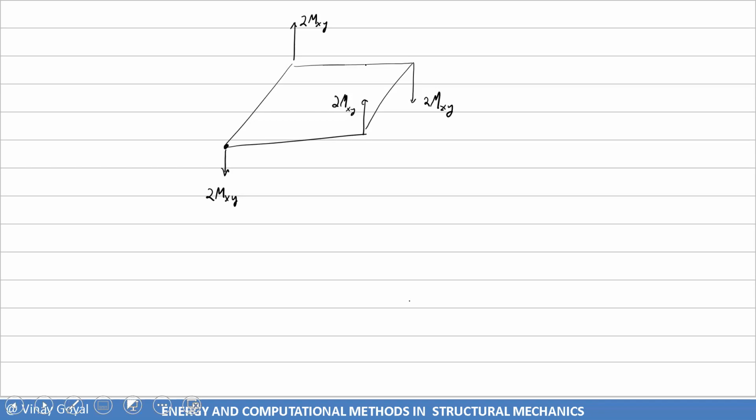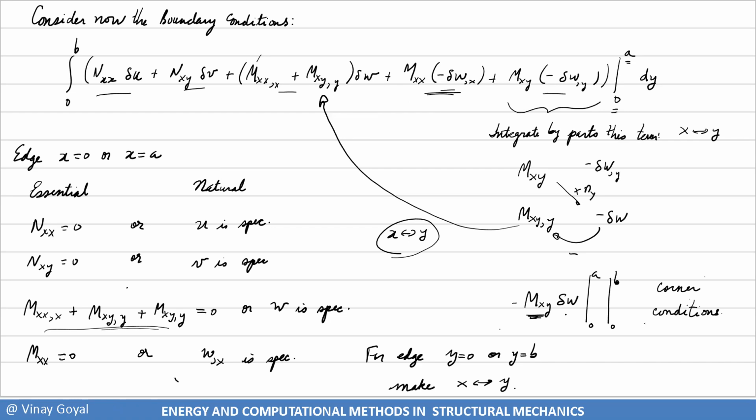You can say that the plate torque is either Mxy is zero or w is specified. So we found all the boundary conditions. I want to pay attention to this a little more. This right here is a shear load. That's really what it is.